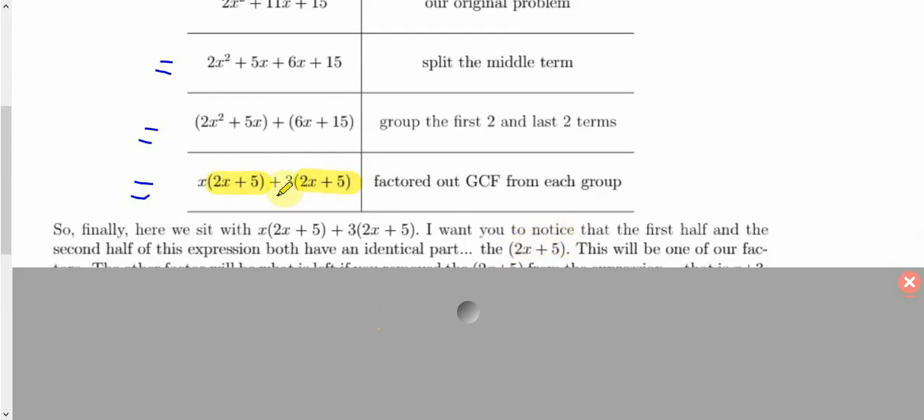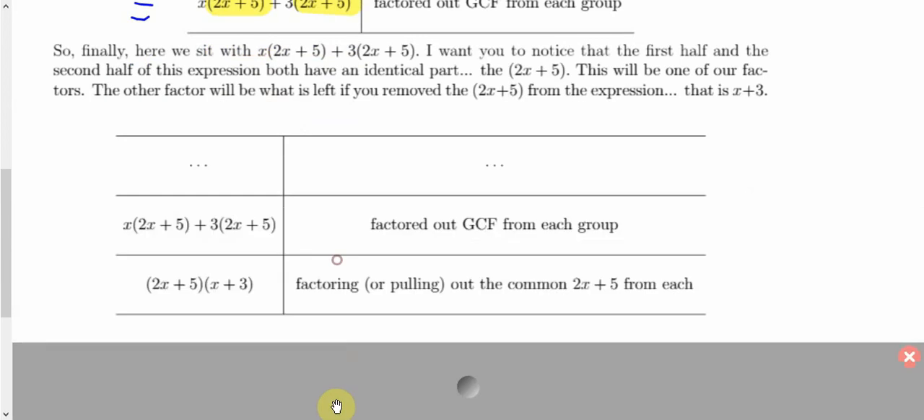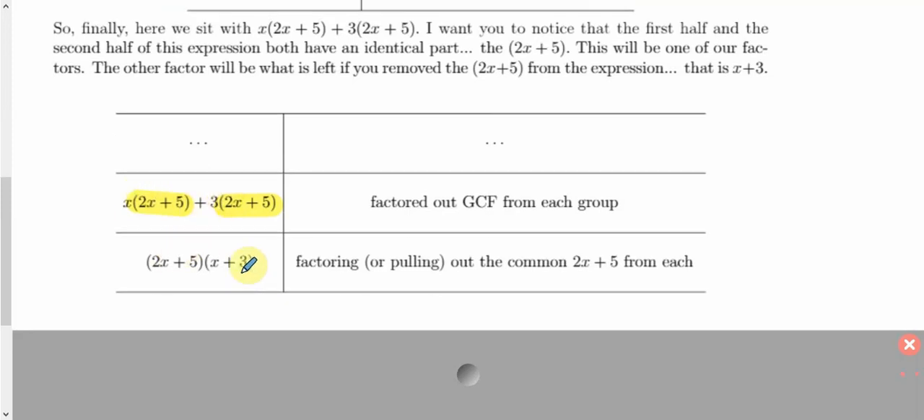Well, if I take 2x plus 5 away, if I could cover all this up, what are you left with? x plus 3. That will be our other factor. Okay? So when you're sitting here, you notice they have an identical part. They both have 2x plus 5. If you sneak that away, you will be left with x plus 3. Those make up the two factors that make up our answer. 2x plus 5 and x plus 3. And if you go back and check, we got the same factors. I think we wrote them in a different order, x plus 3 and 2x plus 5, but that is the same answer for when we factored this problem originally.